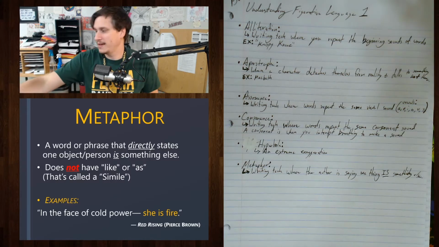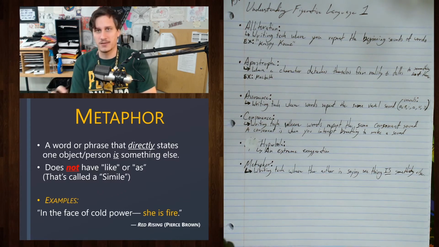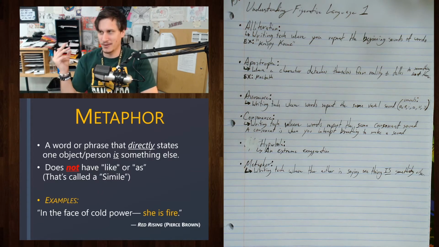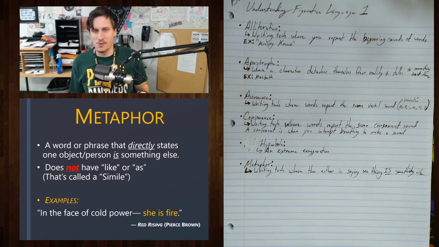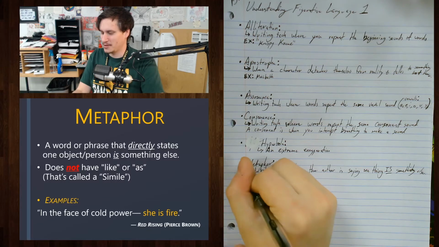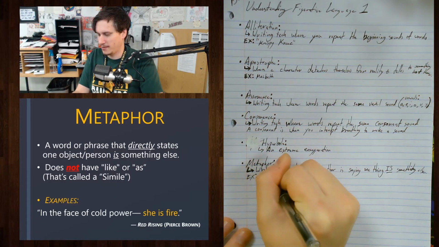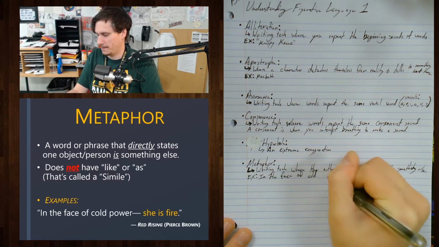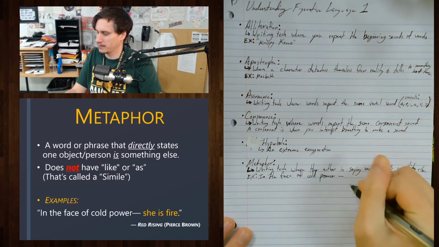Anyway, in that book series, there is a really, really good metaphor where the main character is watching his wife give a speech because bad things are happening at the moment, and the main character is totally in love with this girl, and he just says, in the face of cold power, she is fire. And it's like, woo, that's such a good line, right? There's my example. In the face of cold power, she is fire.